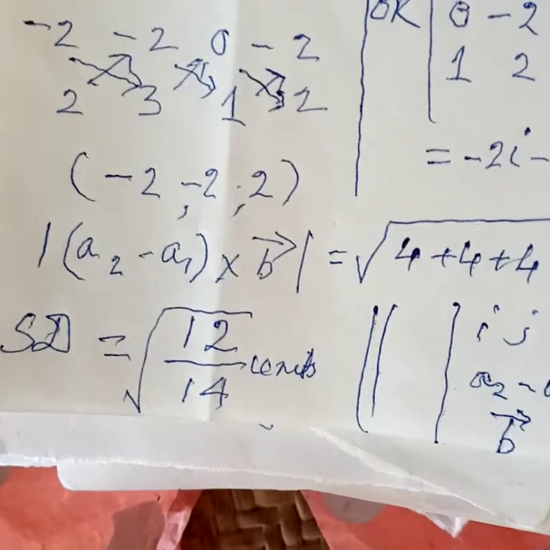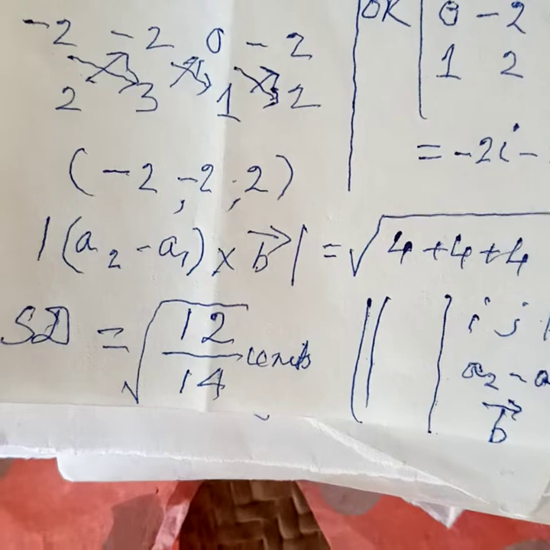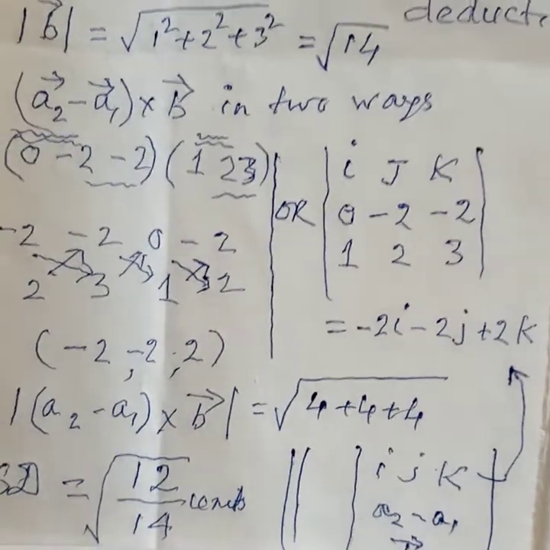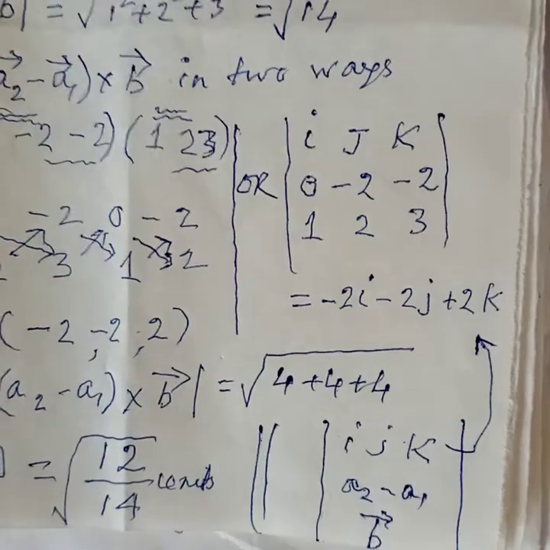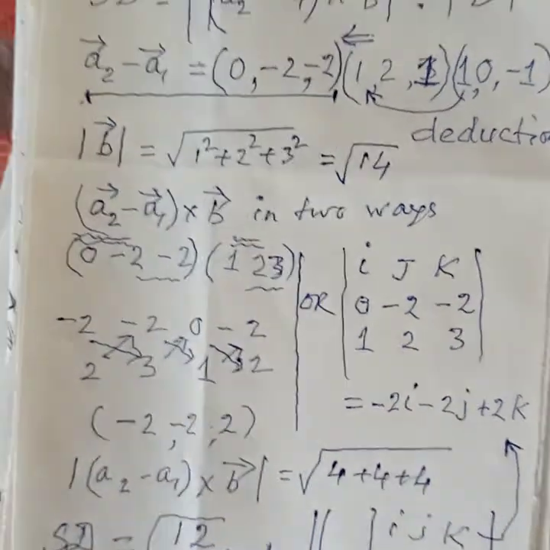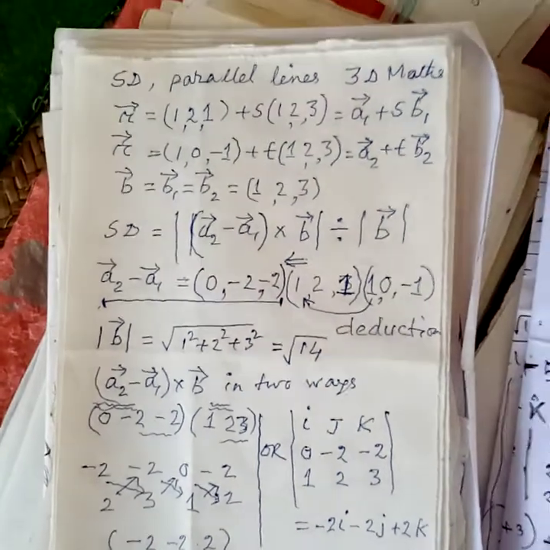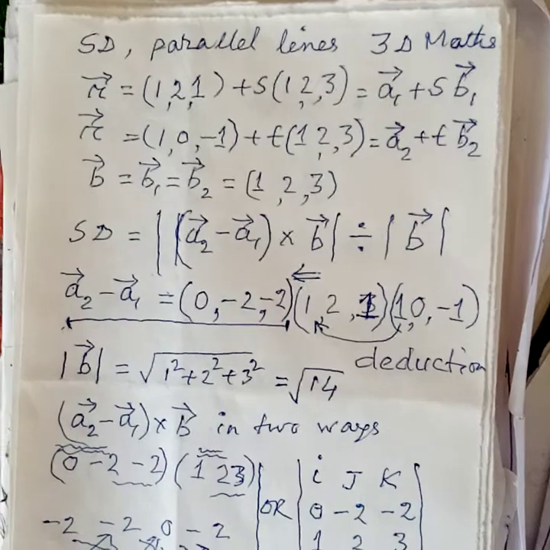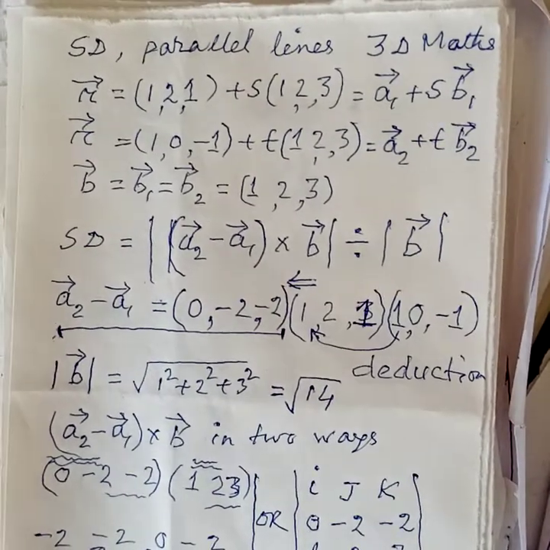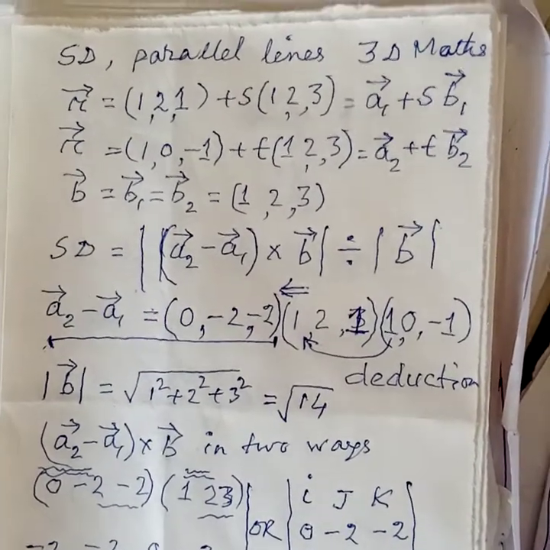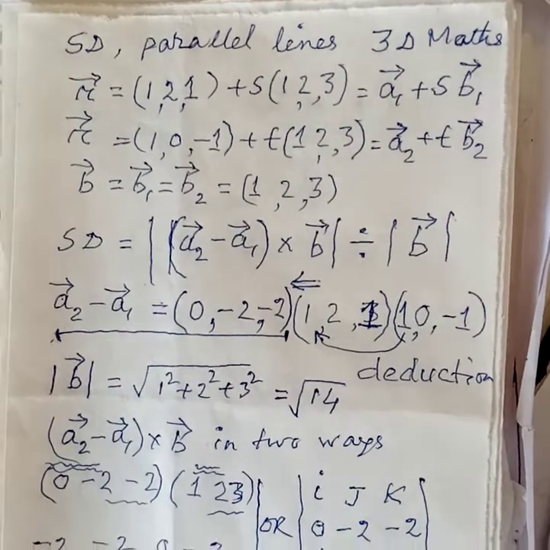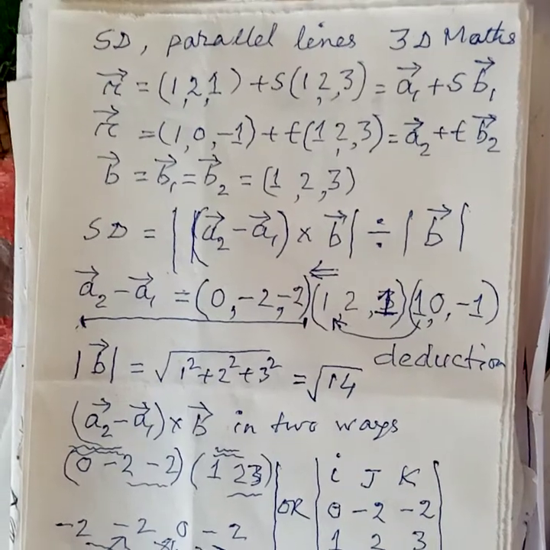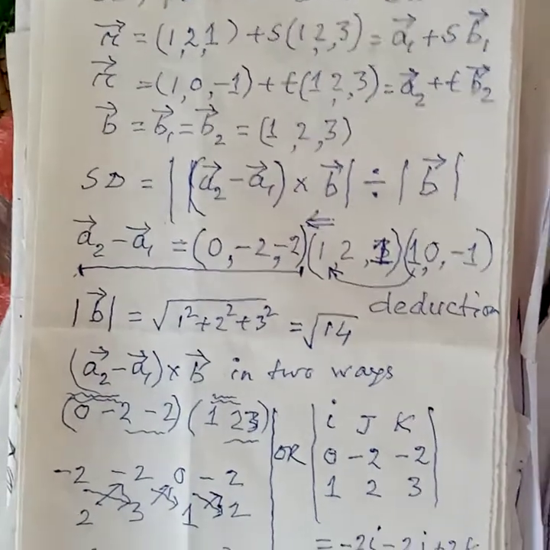Therefore, HD becomes root 12 divided by root 14. Now, look at the whole sum again. Dear friends, look at the sum. The shortest distance between parallel lines is very simple, not hard.